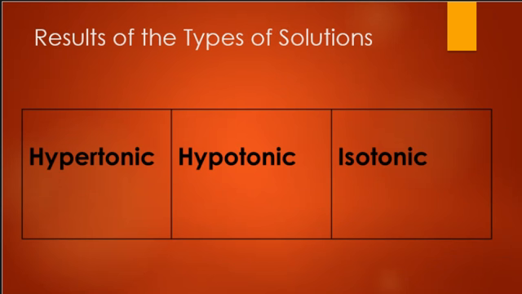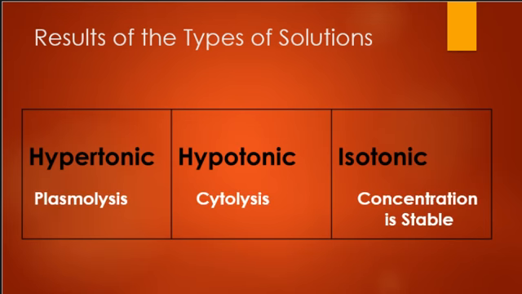And then we're going to see, oh, here it is. Plasmolysis, shrinking, right? Too much, shrinking. Hypotonic, too little, it bursts. Isotonic, concentration is stable.